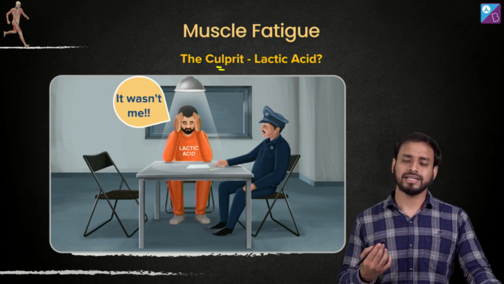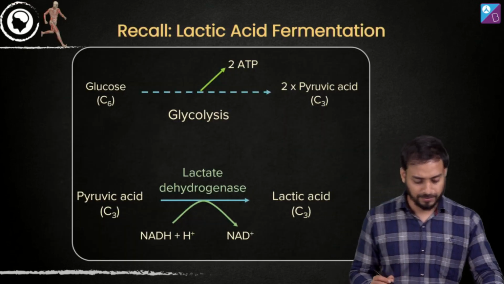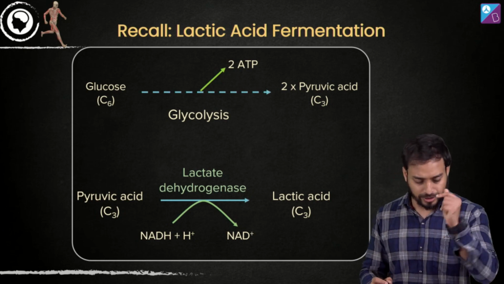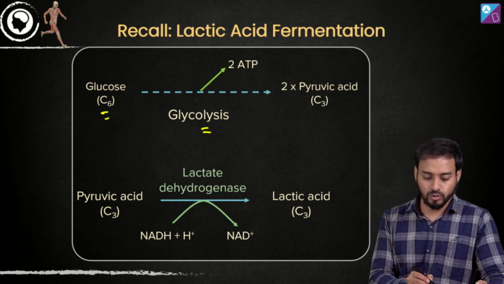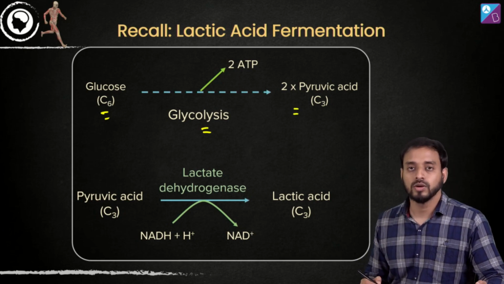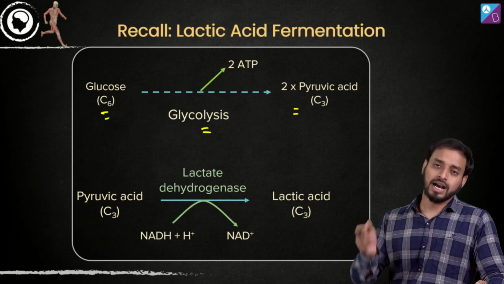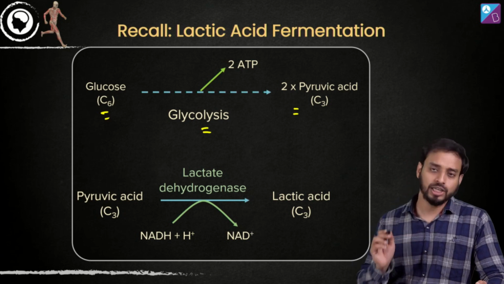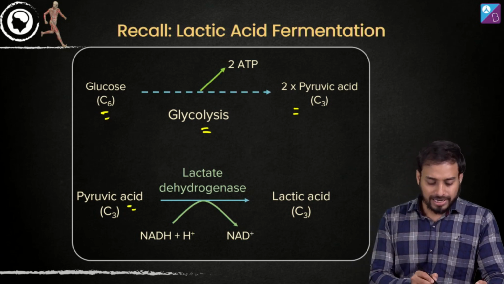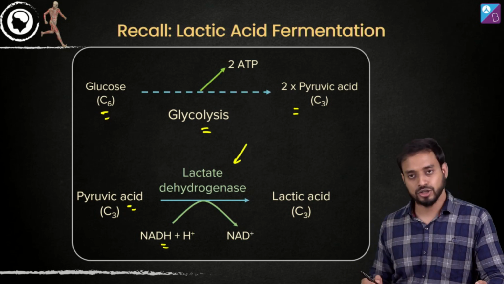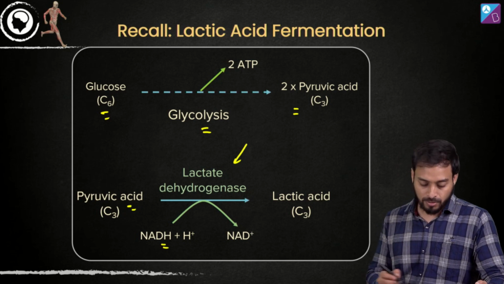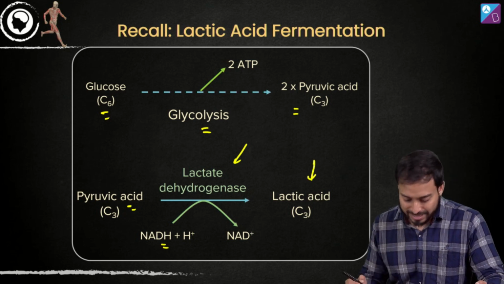क्या actually lactic acid को blame करना चाहिए? Let's see. Lactic acid fermentation. A quick recall. Glucose, you all know, undergoes glycolysis. 2 ATP released. It will form 2 pyruvic acid. But अगर ये नहीं हो रहा है, pyruvic acid can be utilized by the lactate dehydrogenase. With the utilization of NADH and H+, NAD will be formed, and in the meantime lactic acid will be formed.